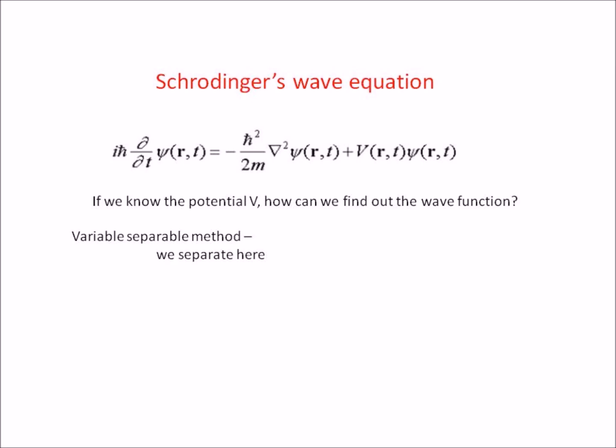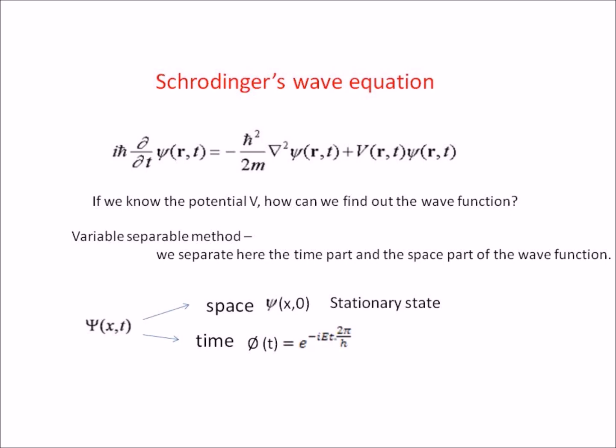In this method, we separate the time part and the space part of the wave function like this. Now ψ is only dependent on the x coordinate, so this is a special case, or we can say this is a simpler case because it is in one dimension. If it is r, then it is in three dimensions. So we have separated the space part and the time part.